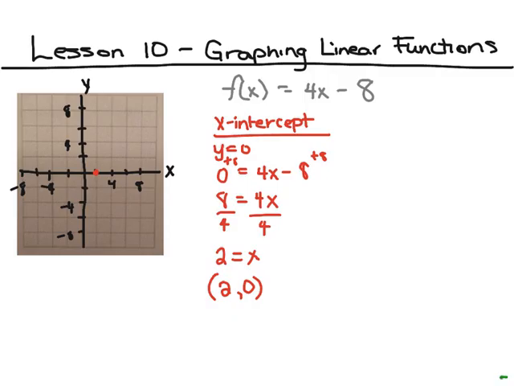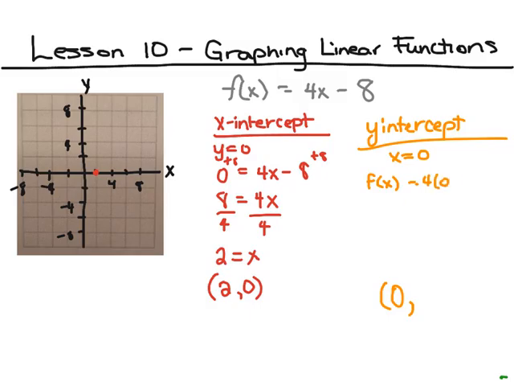Our y-intercept, so we're going to substitute in x equals 0. So we know our point is going to be 0, something. So f of x is equal to 4 times 0 minus 8. And 0 minus 8 is equal to negative 8. So our intercept is at negative 8. So go all the way down to negative 8 and plot the point.